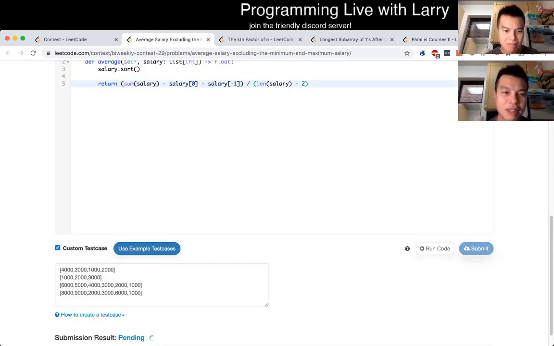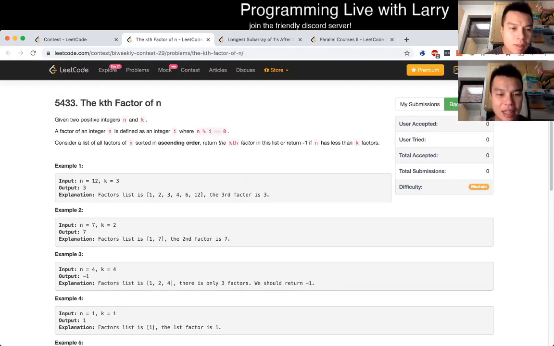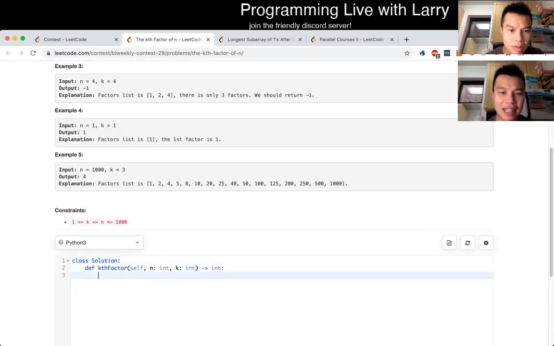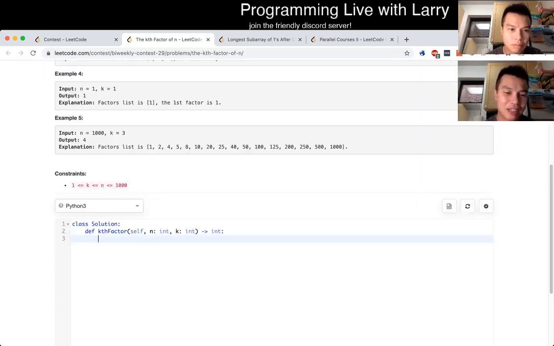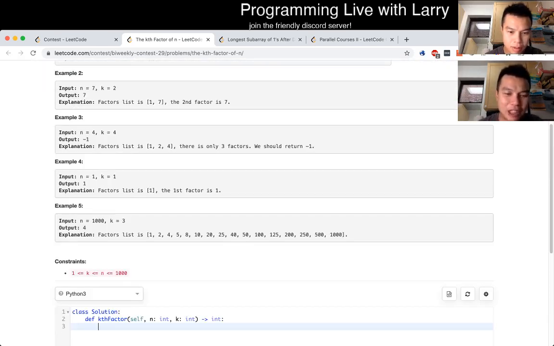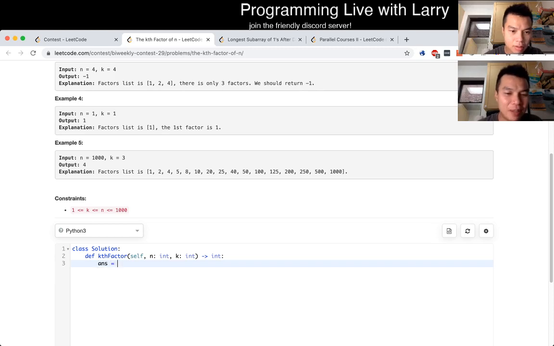Cool. Q2, the k-th factor of n. The first thing I looked at after seeing this is the constraints of n and k. When I saw that n is 1,000, I was like, okay, let's just do a brute force. There is a square root of n approach, but it's a little bit trickier. Not that much trickier, but a little bit.